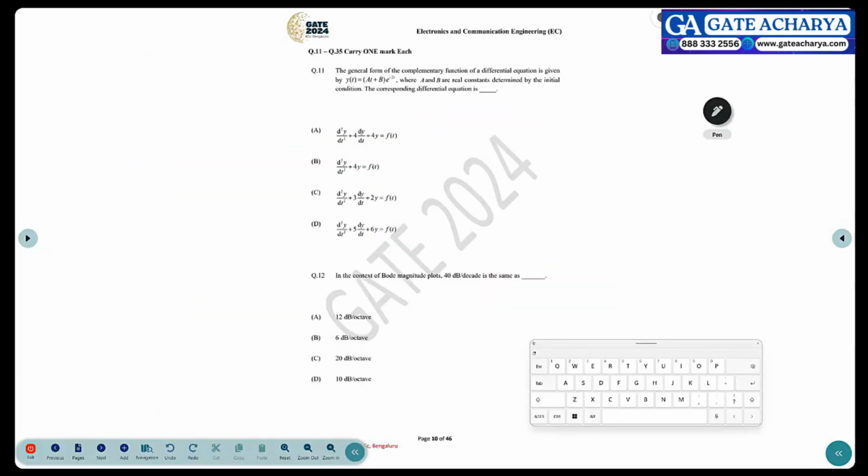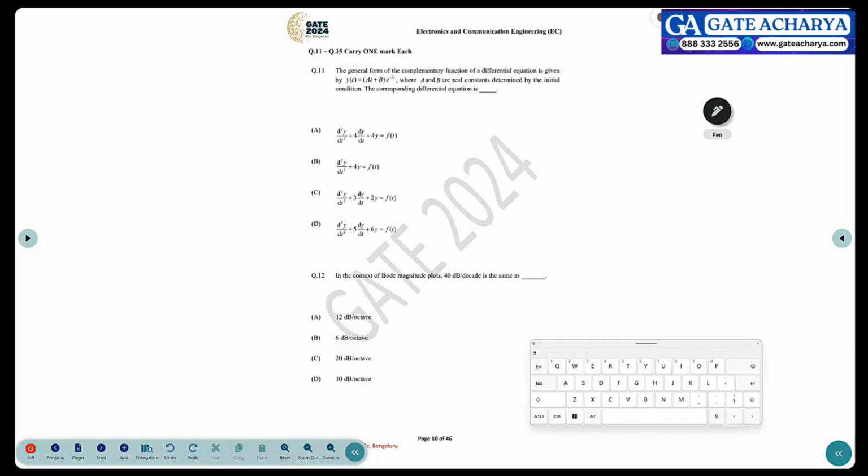easy question. The general form of the complementary function of a differential equation is given by y of t equals (at plus b) into e power minus 2t, where a and b are real constants determined by the initial conditions. The corresponding differential equation is what? This is the solution of the equation, and that's the question.